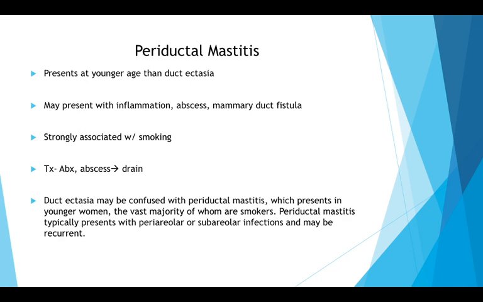In terms of presentation, so how to differentiate between duct ectasia and periductal mastitis. Duct ectasia, as I've mentioned earlier, is in older women, often around the menopause. There's this green/creamy cheese discharge with nipple retraction. Whereas periductal mastitis is more common in younger women, of whom most are smokers. And here there are often periareolar or subareolar infections, which may recur.